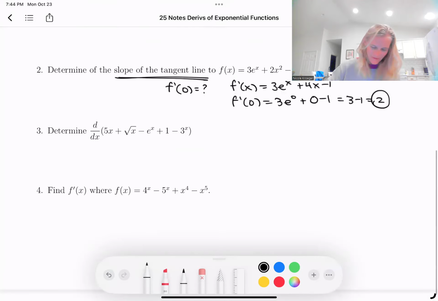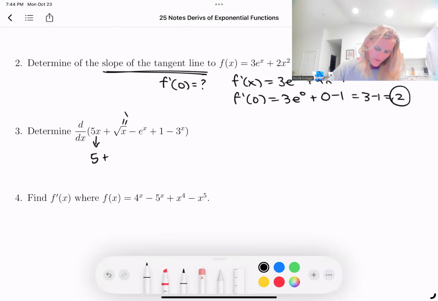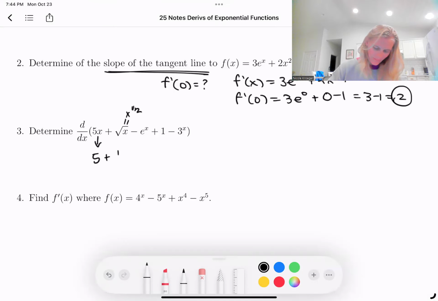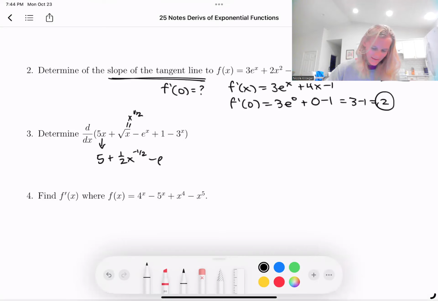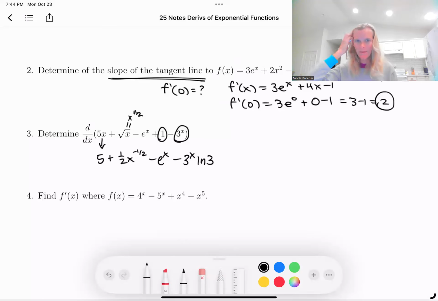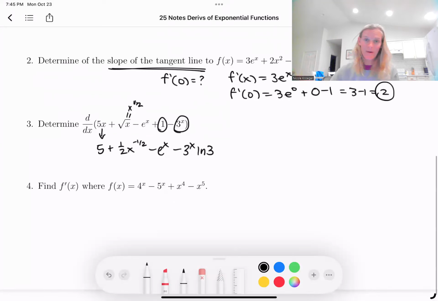This next one's asking for the derivative. 5x just becomes 5. Square root of x is x to the 1/2. So it's 1/2 x to the negative 1/2. Those first two were just a power rule, what we were doing before. e to the x stays e to the x. 1 becomes 0. And then 3 to the x, well, that's what we've been doing today. That's minus 3 to the x ln of 3. So remember, you just have to be careful where the x is. Is it in the bottom or is it in the top? And that dictates how we deal with things.